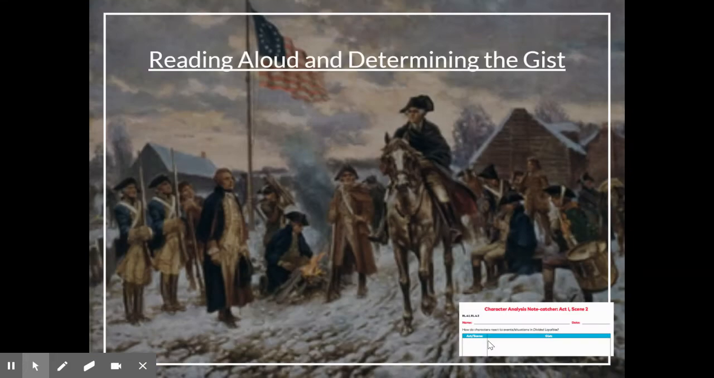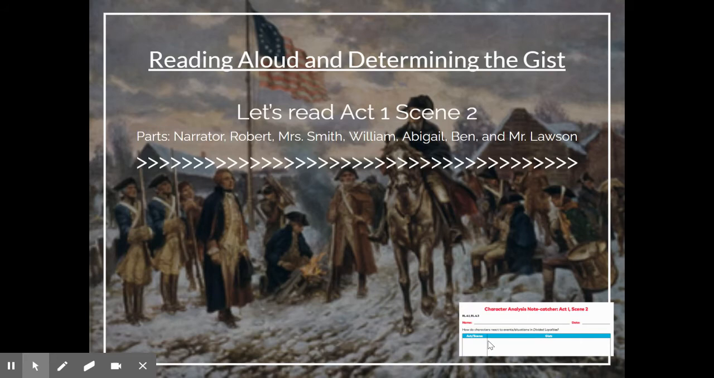So if you could please open up your Divided Loyalties book, you're going to go to page 14. If you miss this and you're watching this by yourself, you're going to have to read pages 14 through 18 independently, and this is Act 1, Scene 2.